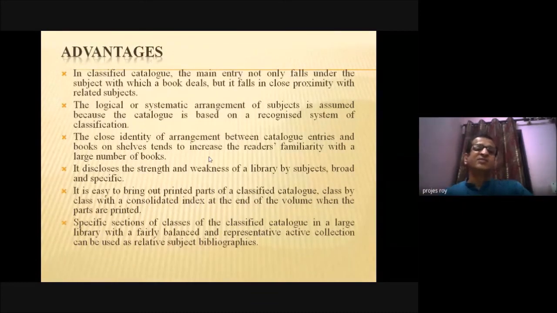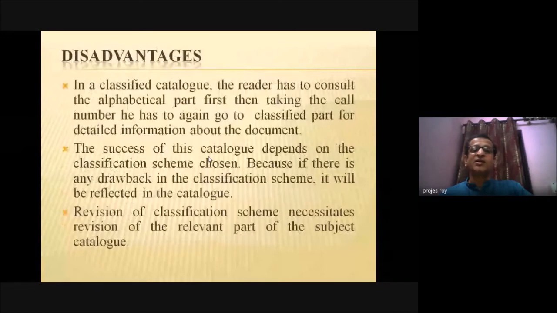These are the disadvantages of a classified catalog. The reader has to consult the alphabetical part first, then take the call number, and he has to again go to the classified part. So it's a complex process. The success of the cataloging depends on the classification scheme chosen. So it again depends upon the choosing of your classification scheme. Revision of the classification scheme necessitates revision of the relevant part of the subject catalog.